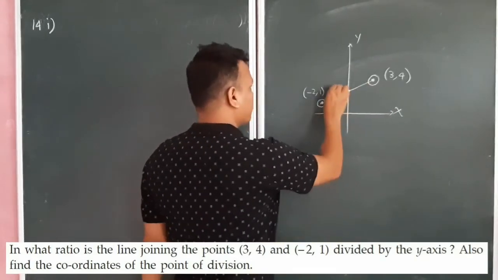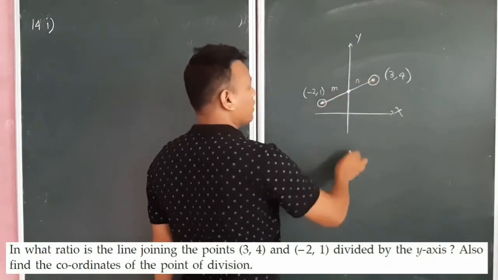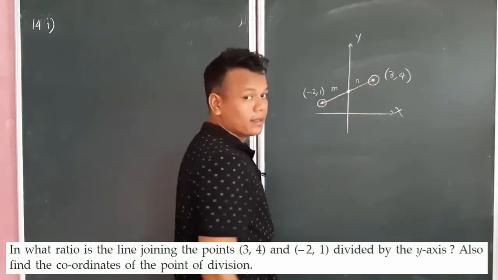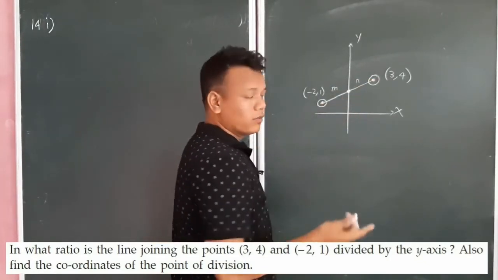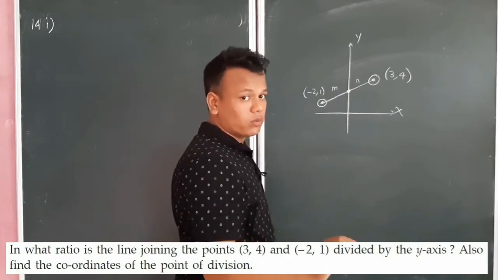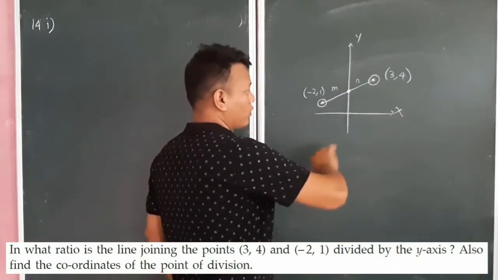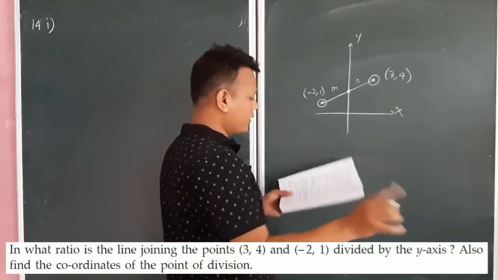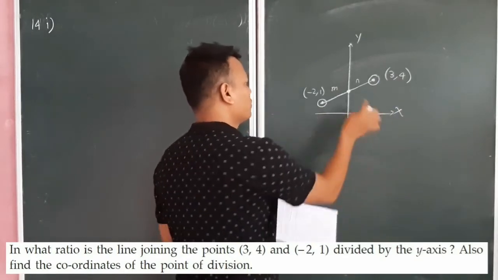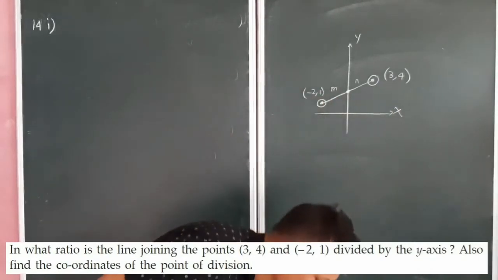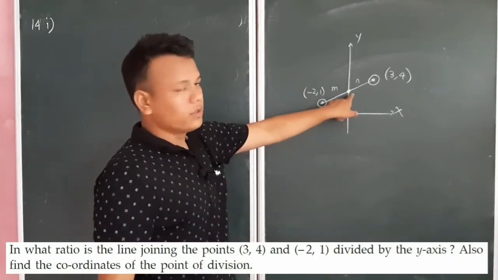That means if this is my m and this is my n, then we need to find m is to n. So basically here we need to use something called the section formula. We will use the section formula here, and later on you need to find the coordinate of the point of division as well. So you need to find the coordinate of this as well.